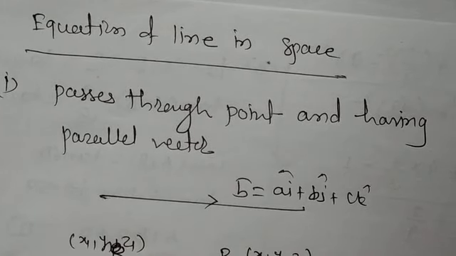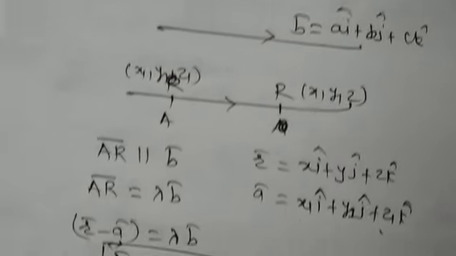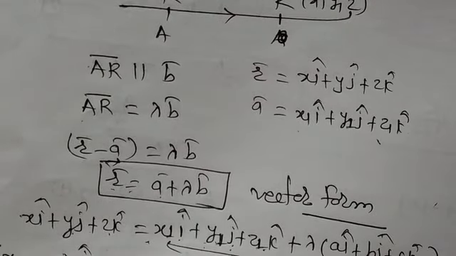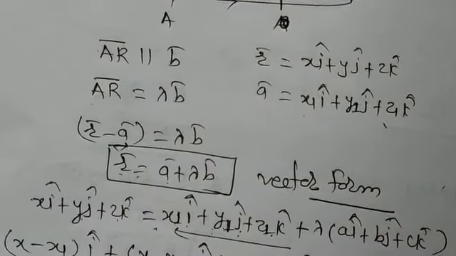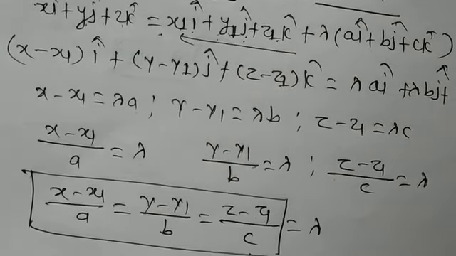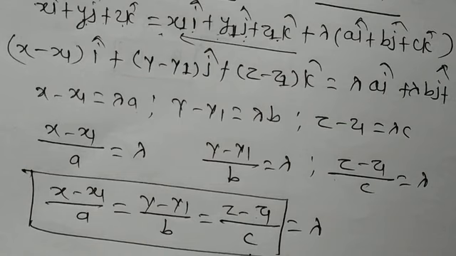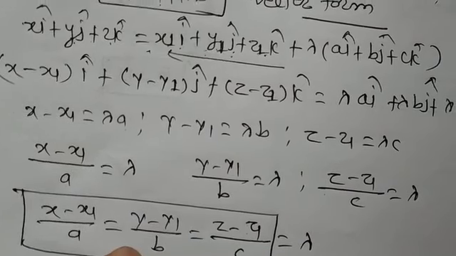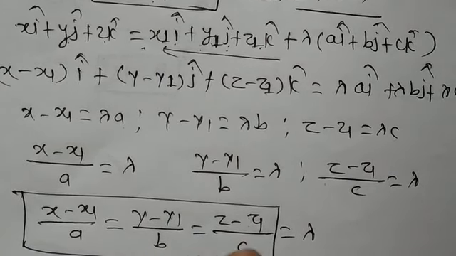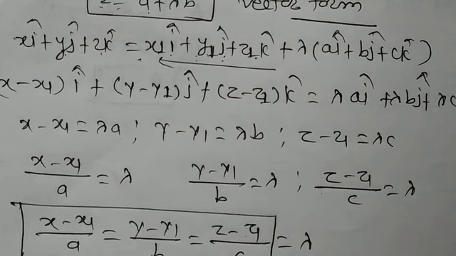In the last period, we saw the equation of a line in space. There are two types. The first is a line passing through one point and having a parallel vector. That equation of the line is r bar is equal to a bar plus lambda b bar, that is in vector form. And in Cartesian form, it is x minus x1 upon a is equal to y minus y1 upon b is equal to z minus z1 upon c, where a, b, c are the direction ratios of the parallel vector, and x1, y1, z1 are the components of that point.